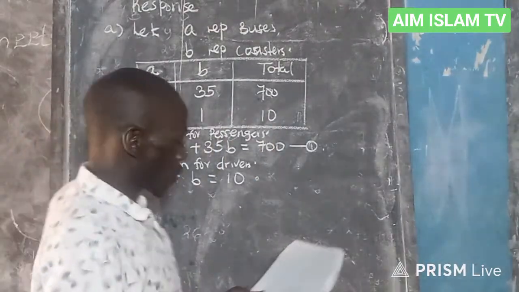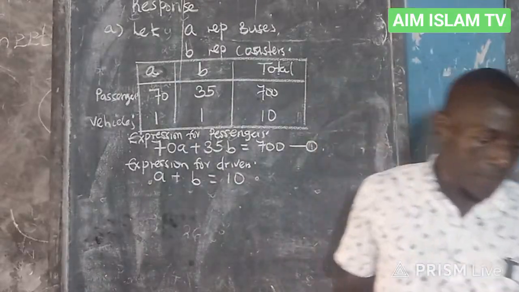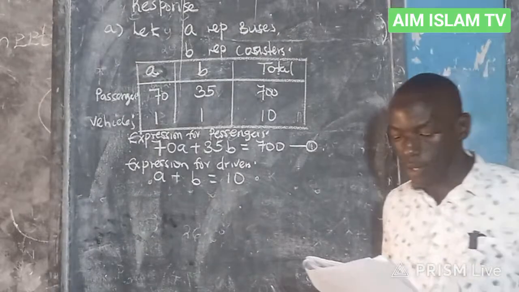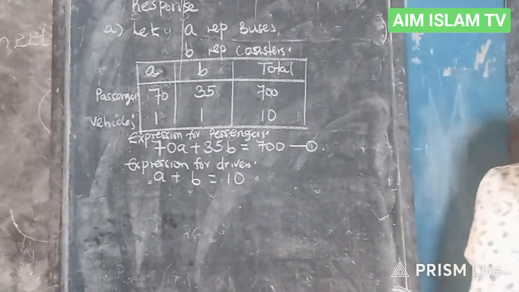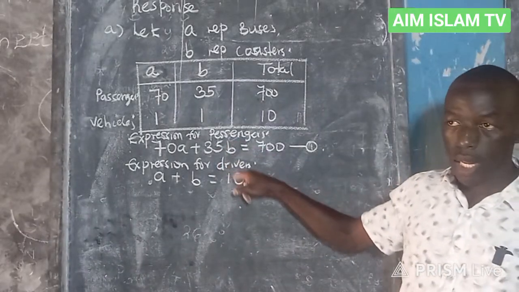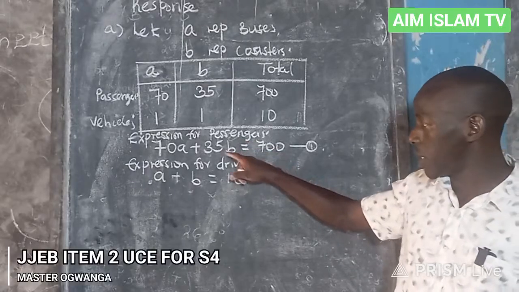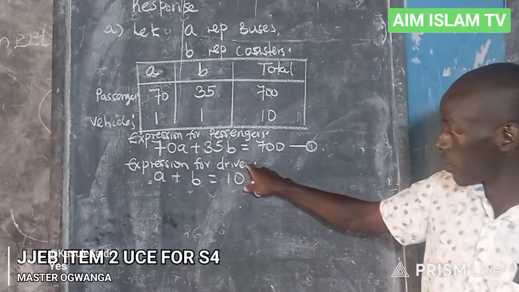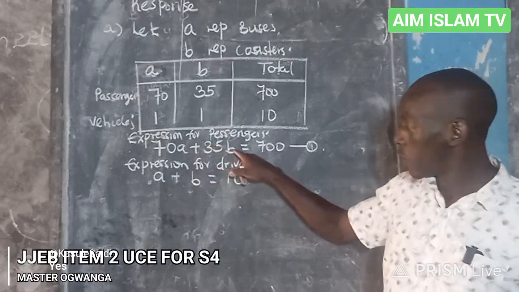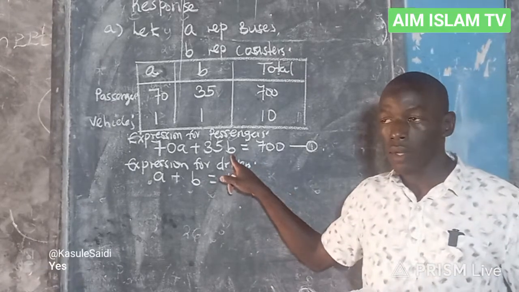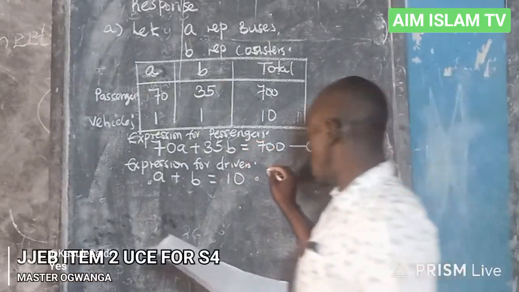Since the question is asking us to get the number of each type of vehicle that will be taken for service and fueling, I need to solve these two equations and come up with the values of A and B. The value of A will be the number of buses taken for service, and the value of B will be the number of coasters taken for service.